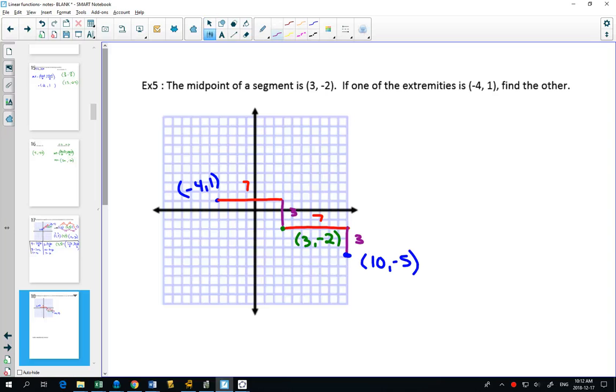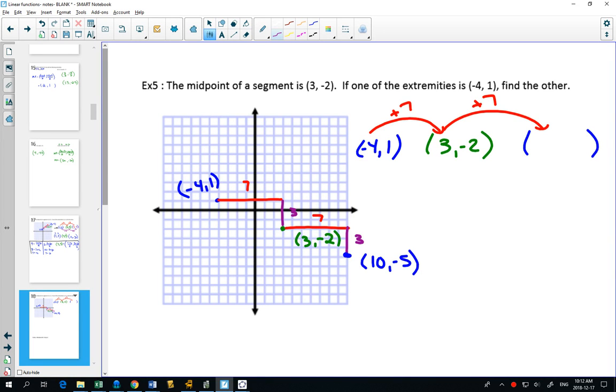Quick check, how did you do with the graph? Did you get 10, negative 5? With the patterns, did you see you went up 7? So going up 7 again would get you to 10. And here we've gone down 3 again, would get you to negative 5.